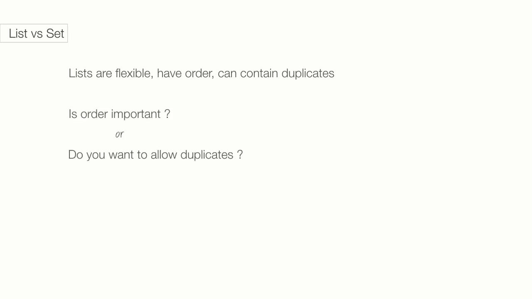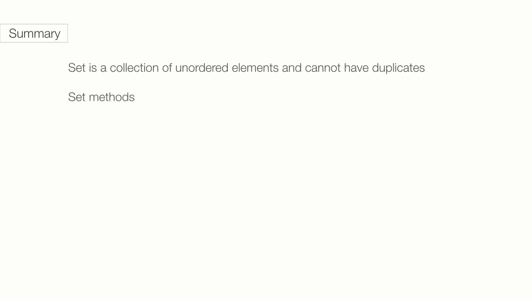When deciding between using a list or a set, just ask yourself these two questions. Is order important? Do I want to allow duplicates? If the answer is yes to either one of these questions, then use a list. Otherwise, use a set. Summing up, a set is a collection of unordered elements and cannot have duplicates. Sets have methods to work with. We can add, remove, clone, calculate the size, check to see if the set contains an element, clear off the set, and check to see if the set is empty.